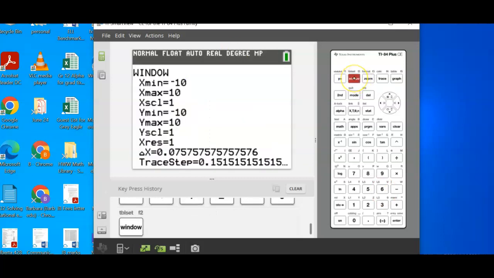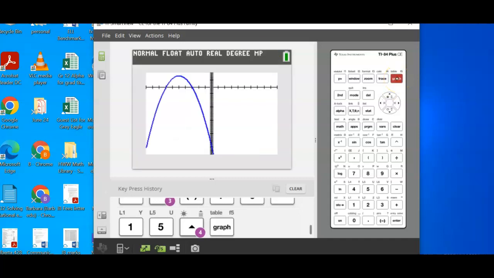So then if I go to window, y min, if I want to see that y-intercept, I've got to be at least as low as negative 63. So maybe I'll go negative 70. Y max, I've got to be at least 12, so maybe I'll go to 15. Okay, we won't need as much for x because of that stretch. Well, we'll leave it negative 10. I'll leave it like that, so that's pretty decent.